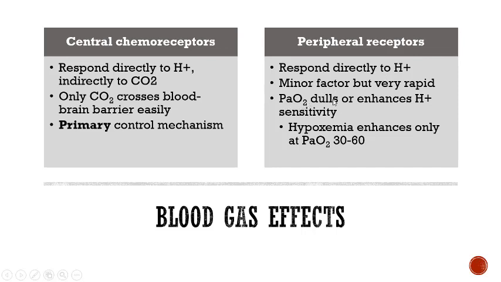PO2 either dulls or enhances H+ sensitivity. So if you're hypoxemic, specifically less than 60, it's going to make these peripheral receptors much more sensitive to H+. So what does that mean? It means that if you're more sensitive to something, you're more likely to respond to it.